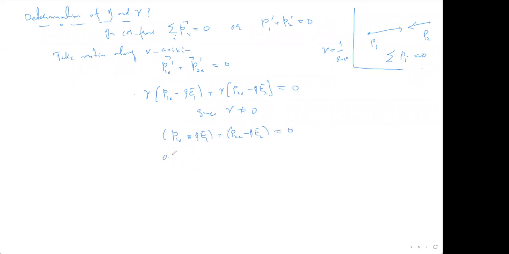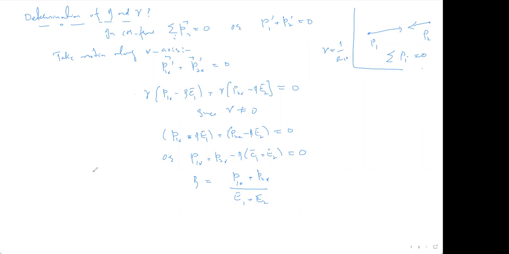Okay, so since gamma is not equal to 0, I will say that P1x minus beta E1 plus P2x minus beta E2 will be equal to 0. Or I can further simplify: P1x plus P2x minus beta into (E1 plus E2) is equal to 0. Now you can solve it for beta, or you can say that this beta is nothing but (P1x plus P2x) divided by (E1 plus E2).